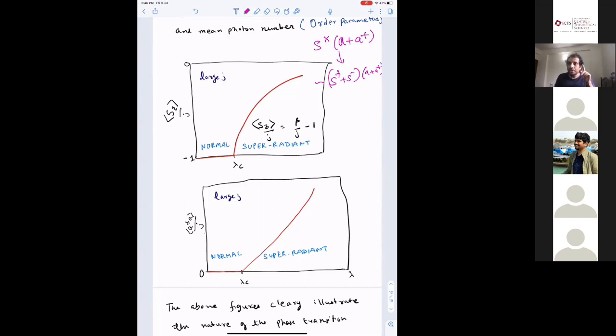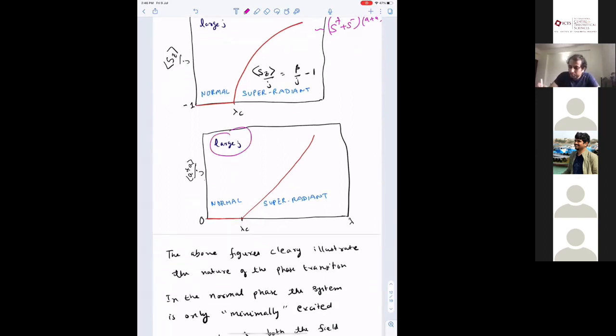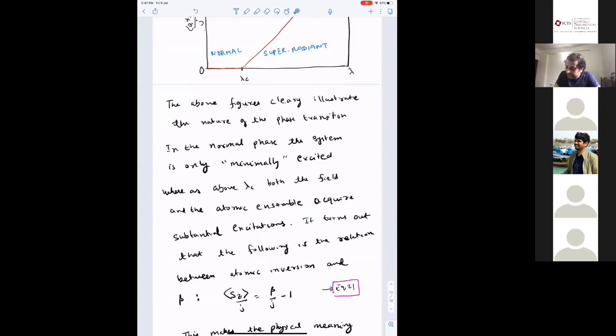So this interaction term doesn't conserve particle number. So this is very different from the Jaynes-Cummings model, which has a U(1) symmetry. It has a Z2 symmetry, which I will come to. I'll talk about the symmetry. It actually conserves parity. So you can create them with the same parity, 7, 9, 11, 13, like that. So this is for large J, of course, and so on and so forth. So it's very interesting physics. And basically the above clearly illustrates the nature of the phase transition.